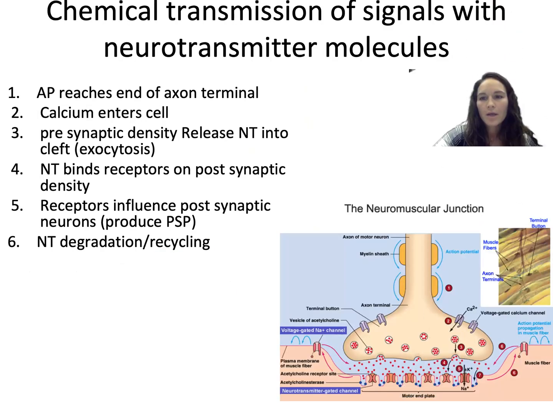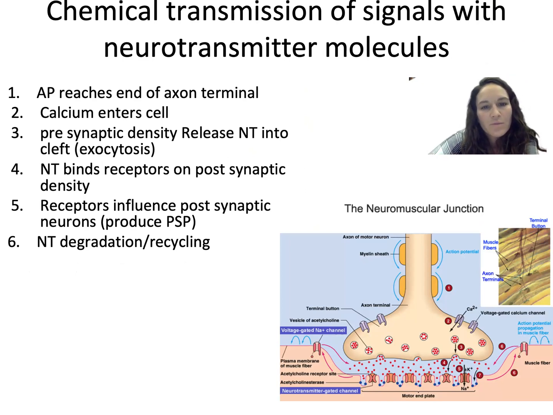And here we're looking at the neuromuscular junction. And here the neuromuscular junction is where we have a motor neuron. Its axon terminal is terminating on a muscle cell. And so this is one of the areas where chemical transmission was first studied in the nervous system. And so we use it often as an animal model.